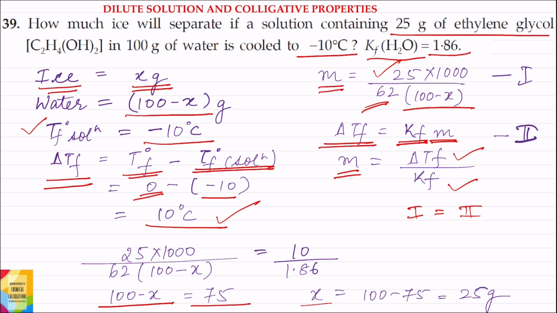Therefore, x is equal to 100 minus 75, that is 25 grams. So, the amount of ice that separates out from a solution of 25 gram of ethylene glycol in 100 gram of water when it is cooled to minus 10 degree centigrade is 25 gram.